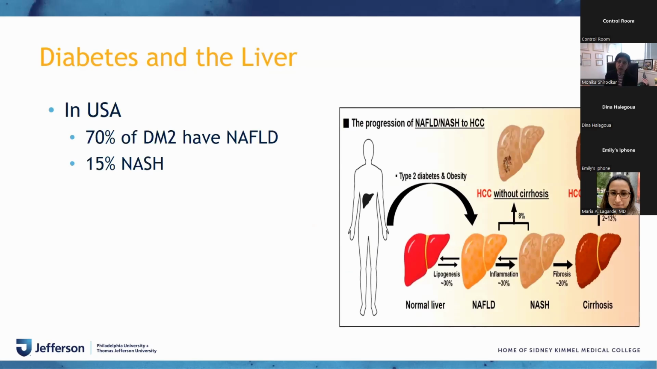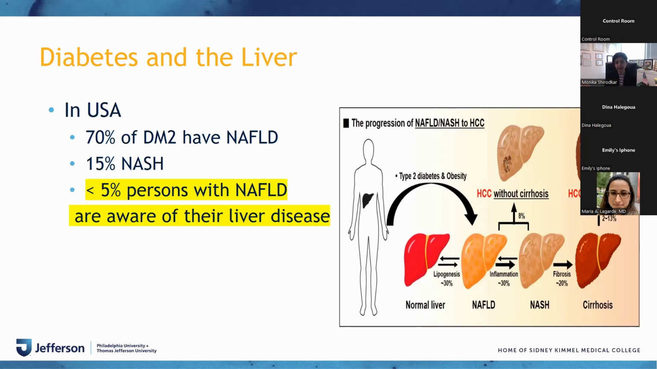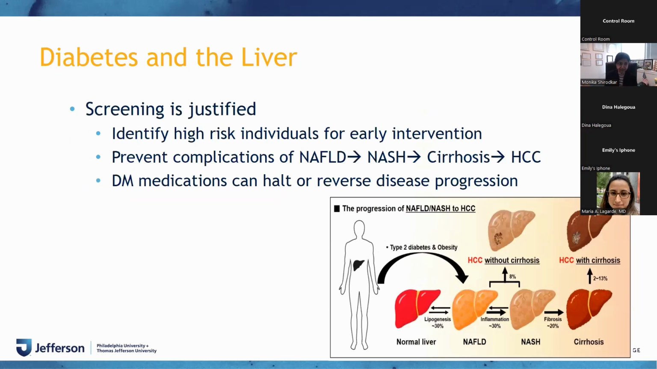So this is important too, and something that was shocking to me as I was preparing for this, that the rates of fatty liver in diabetics is extremely high. About 70% of type 2 diabetics have fatty liver, and 15% of them have NASH. And what's worrisome is less than 5% are actually even aware of this. So it's really a conversation we need to start having as patients and as providers.